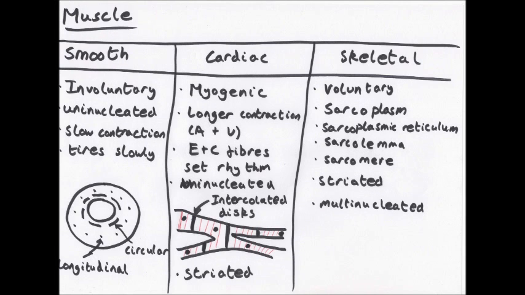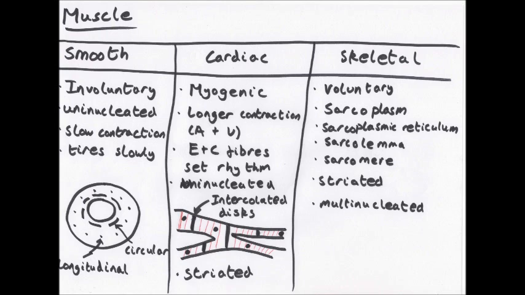Now, muscles. This is probably one of the harder topics in Unit 5, especially when we get to the sliding filament model. But, right, 3 types of muscle you need to know about. Smooth, which is involuntary muscle, cardiac muscle, and skeletal muscle, which is voluntary muscle. So, I'm going to start off with smooth muscle.